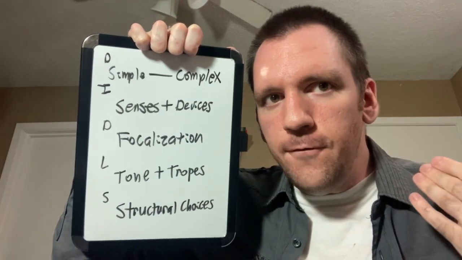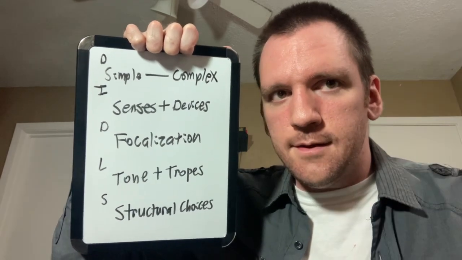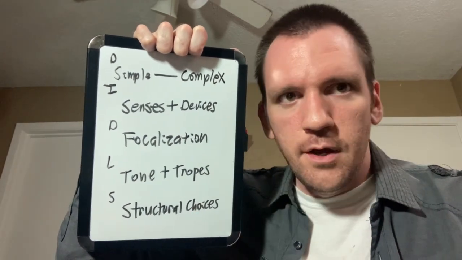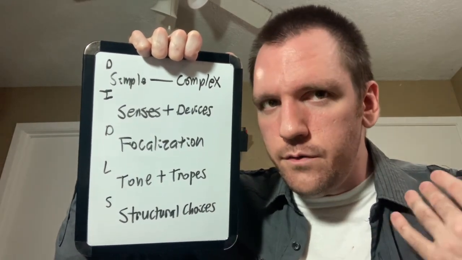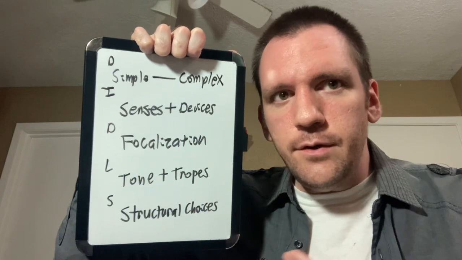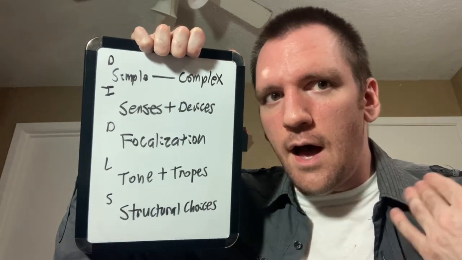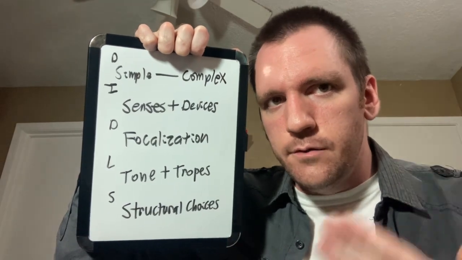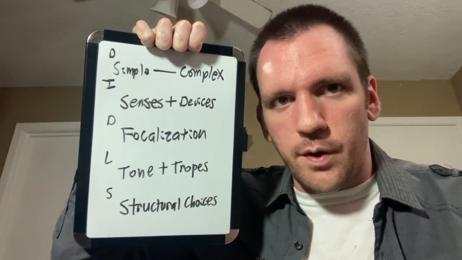Detail. What do you focus on? And to what level of detail do you focus on it? Language. What is your mood and tone? Are you playful or are you serious? What tropes do you use to get that tone across? Do you use euphemisms, irony, sarcasm, allusions, and the like? And finally, your structural choices.